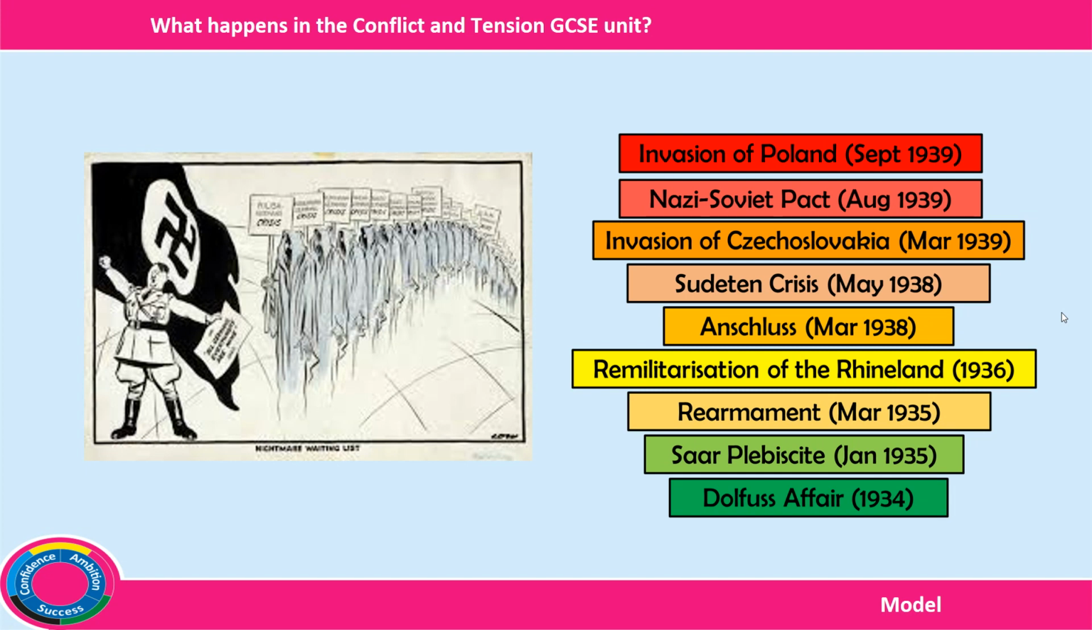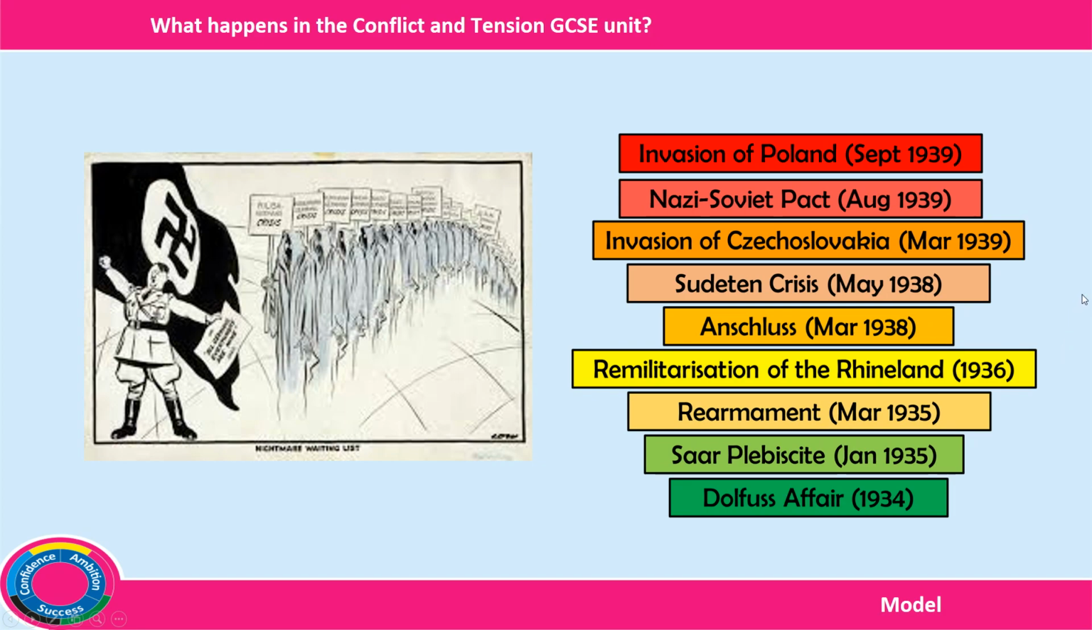We look at his gradual increase in invading countries, so things like the Sudeten crisis and the invasion of Czechoslovakia. You can then look at the Nazi-Soviet Pact of August 1939, which was of huge concern to the Allied countries. And before finally we have the invasion of Poland in September 1939, which then started World War II.